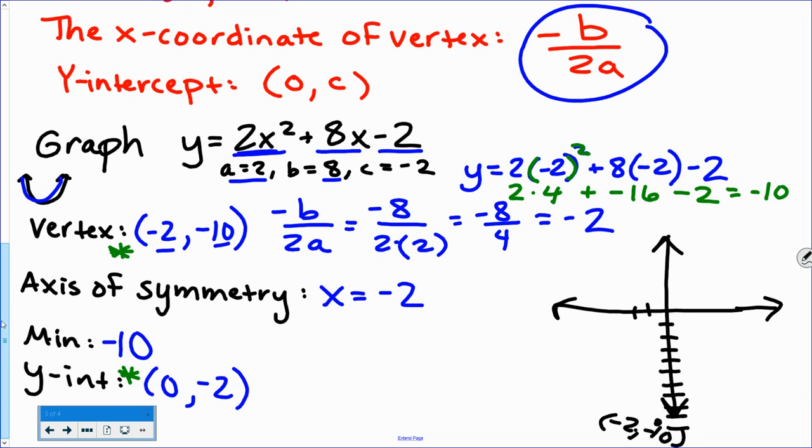So I'm just going to label that point. And then the other point I need is (0, -2). Remember, this graph opens up. If it's helpful, put a little dashed line here so you can match a point on the other side and then make your U shape. That dashed line, remember, is your axis of symmetry. That's our quick sketch.